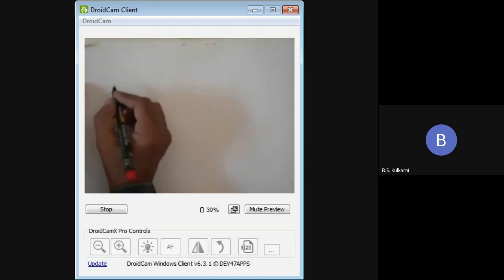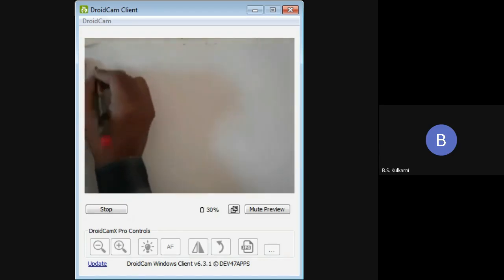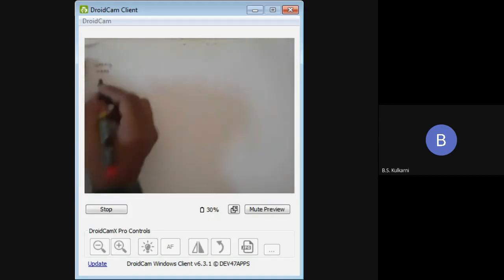So now we have a data like this. We can say that this is the weekly wages in rupees, and the second thing is the number of labors.